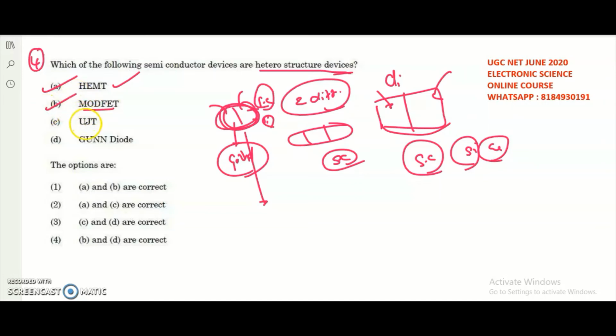It is nothing but a modulation doped field effect transistor. Okay. And coming to the UJT and Gunn diode, both these two are manufactured with semiconductor materials, so both come under homostructure devices. So HEMT and MOSFET, both these two are heterostructure devices. That means A and B are correct. So here the first option is the correct one.